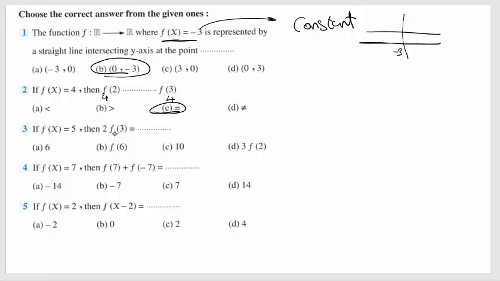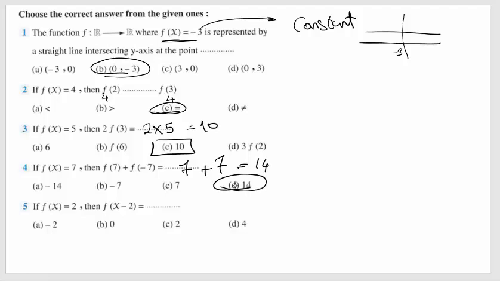f of x equals 5. 2 multiplied by f of 3, so it will be 2 multiplied by 5, which is 10, because f of 3 is a constant function. It will give me 5, and 5 multiplied by 2 is 10. Number 4, f of x equals 7. He is asking me for f of 7 plus f of negative 7. Don't choose 0. It's not in the choices, but if you had 0 in the choices, don't make this mistake. f of 7 equals 7, f of negative 7 is also equal to 7, and 7 plus 7 equals 14.